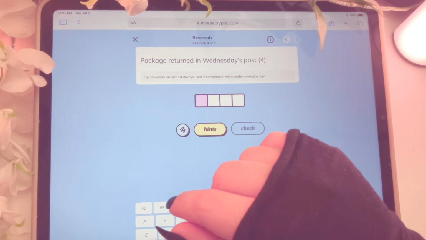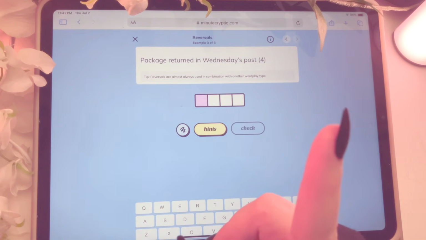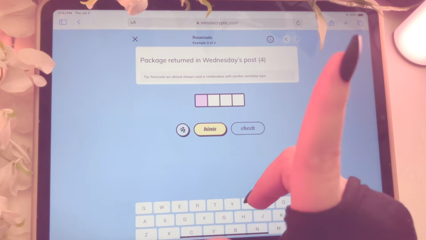Maybe not. We'll see. Did a little mayfly just fly by? I'll kill you. I will kill that mayfly.